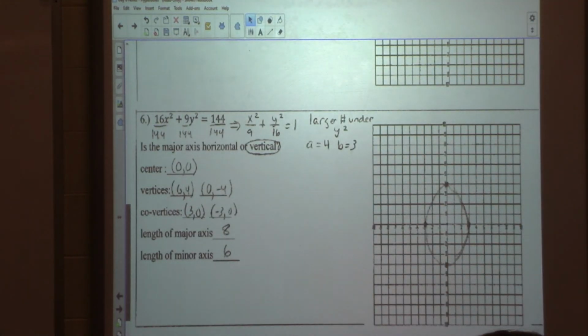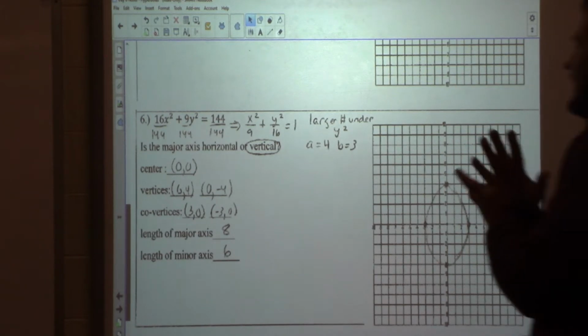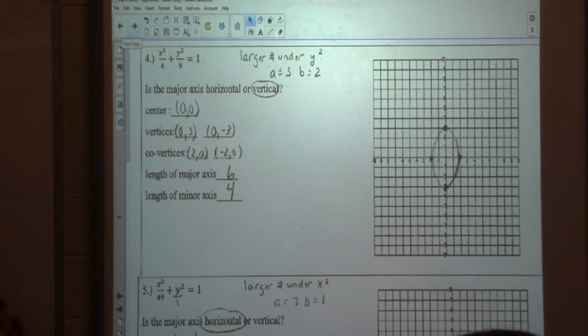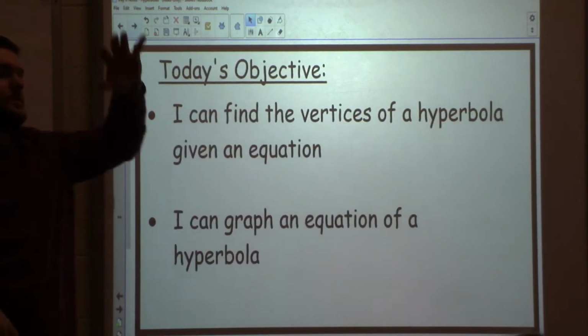So, today we're talking about hyperbolas. It's our last new learning for the unit. Well, tomorrow and Wednesday will be review days, and then Thursday is our test. Now, as I was saying to some of you, if we could do what we did on Friday, if we could do ellipses, we should be able to do hyperbolas.